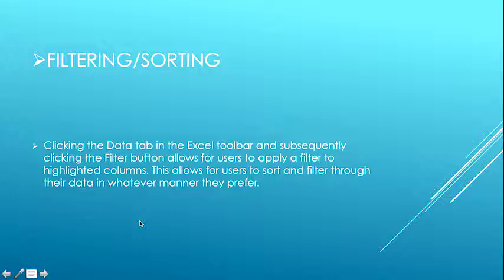Filtering and sorting through data is one of the most important functions that you're going to be able to use in Excel, and it's actually pretty simple to do. So what you're going to want to do is click on the Data tab in the Excel toolbar and click on the Filter button. This will apply a filter to the appropriate columns and allow you to sort and filter through the data however you prefer. So let's take a look at how to do that in our Excel spreadsheet.